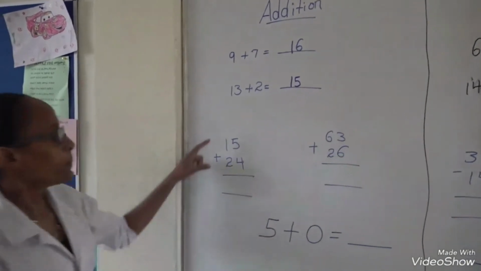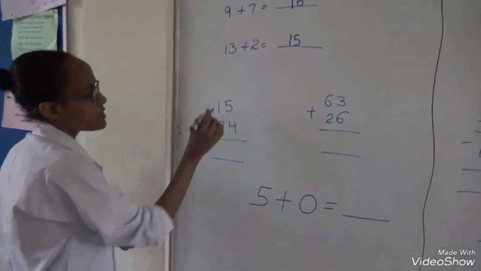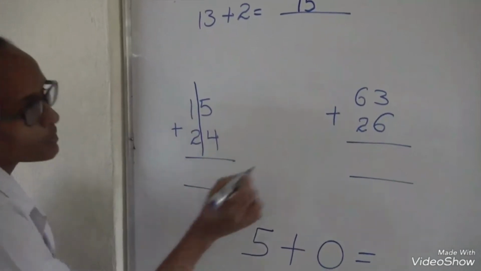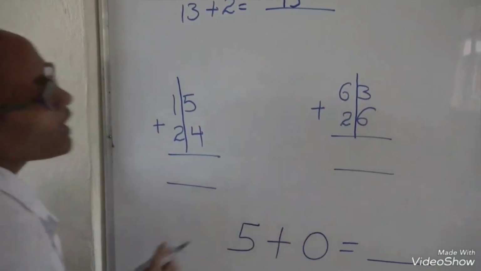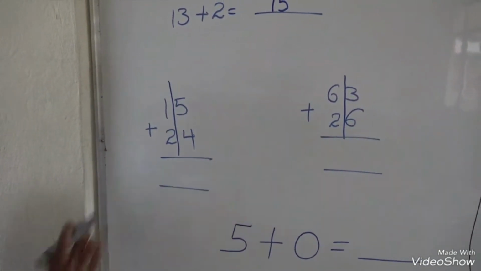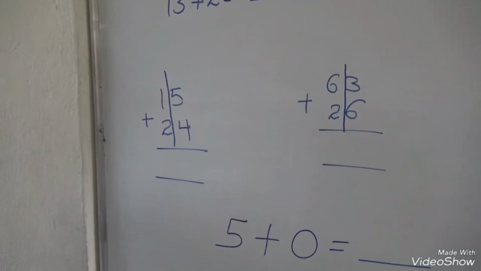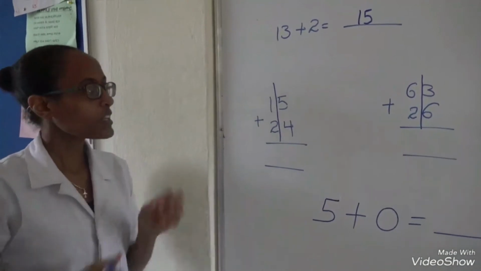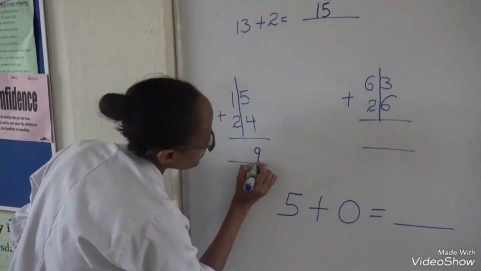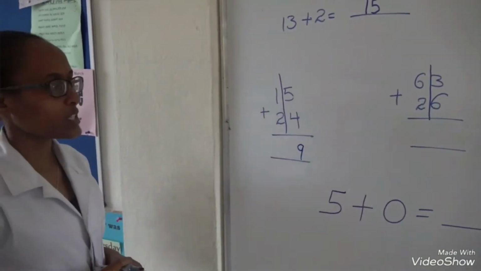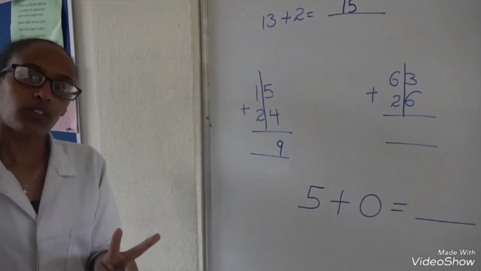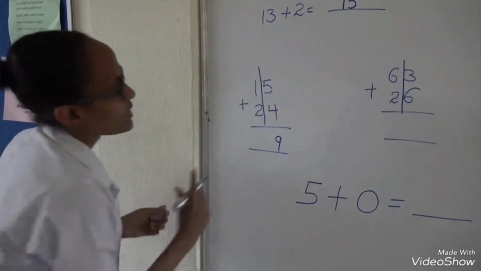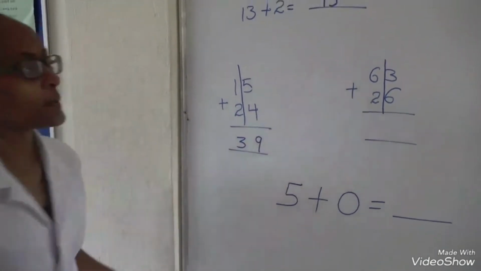If you have big numbers like this, first, make a line between the numbers and add the numbers at the ones place. 5 in my mind, 4 in my fingers. 5, 6, 7, 8, 9. Then you add numbers in the tens place. 1 in my mind, 2 in my fingers. 1, 2, 3. So the answer is 39.